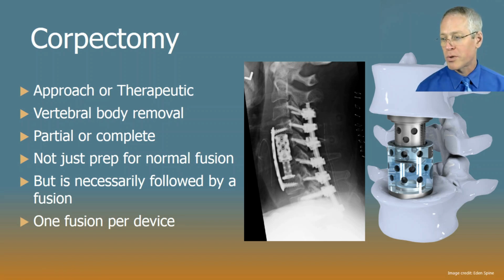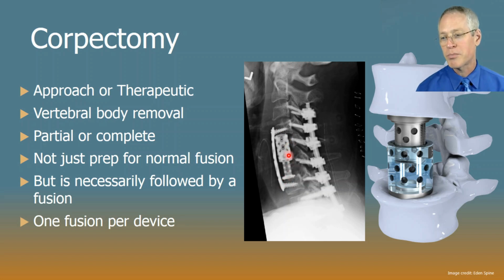It could be partial or complete, and it kind of depends on the percentages removed, which I'll show you in just a moment. Now, this is not just preparation for a normal fusion. As you can imagine, this is a quite aggressive removal of 1 or more vertebral bodies, in this case 2, and then bridged in place with what's in effect just a very long interbody fusion device.